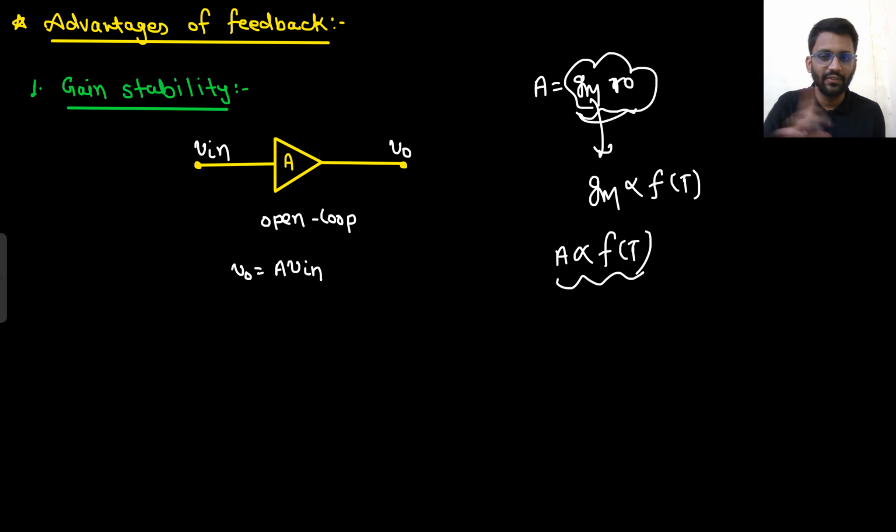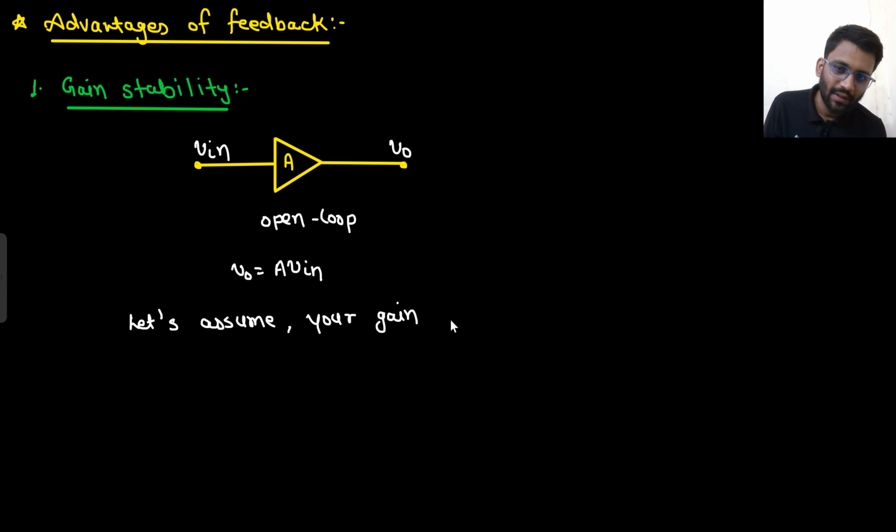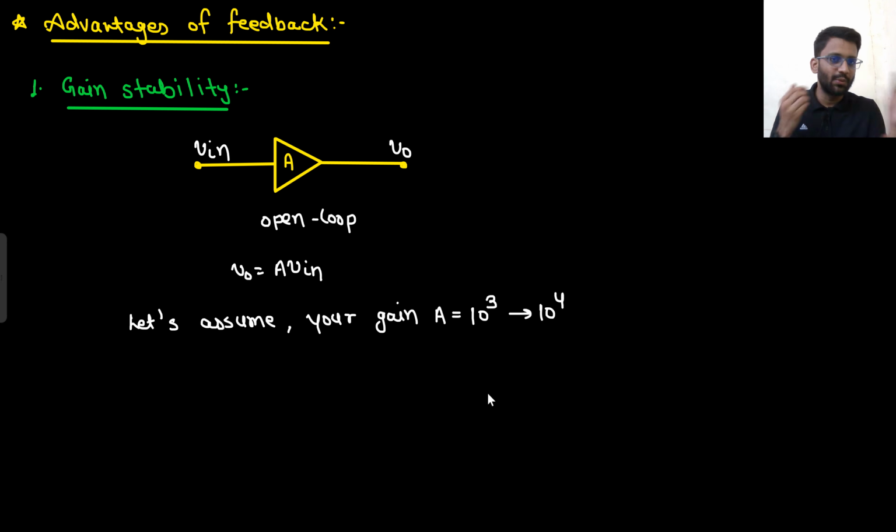So if gain A is variable, let's assume your gain A is variable. Sometimes it gives you a gain of 10 to the power 3 and sometimes it gives you a gain of 10 to the power 4. So it can change by 10 times, from 10 to the power 3 to 10 to the power 4.